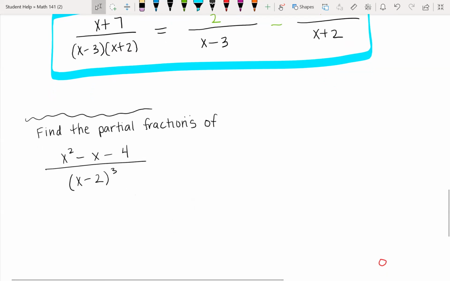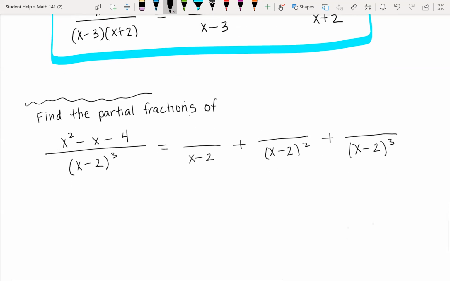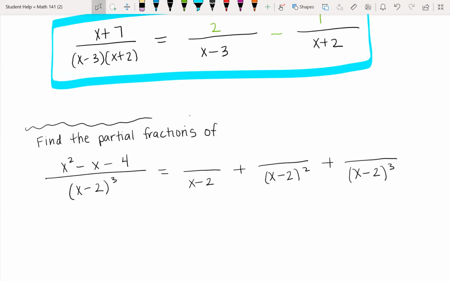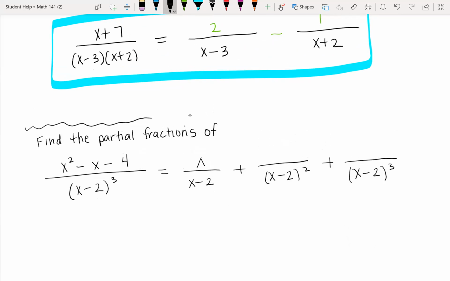So for this example, I'm going to have 3 fractions. The first one will have x minus 2 to the first power, and then I'll have x minus 2 to the second power, and then I'll have x minus 2 to the third power. And in the numerator, we'll go 1 degree less than the denominator, which is just going to be to the 0 power. So A, B, and C.